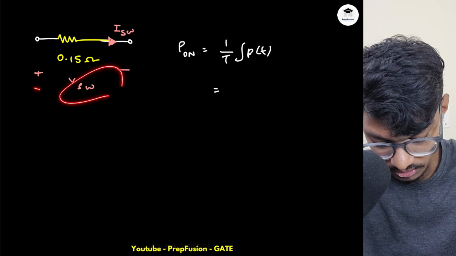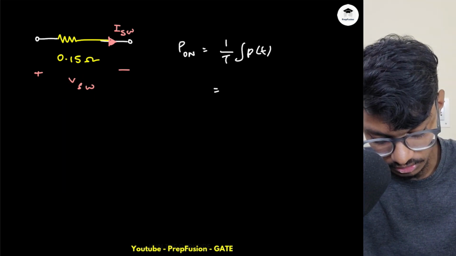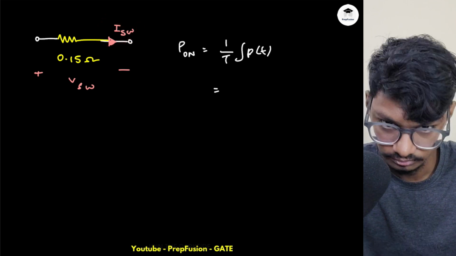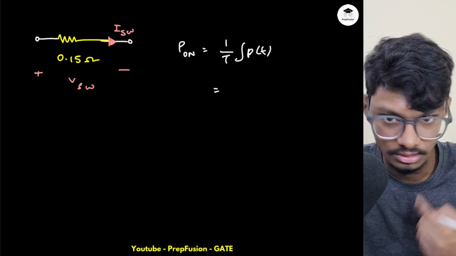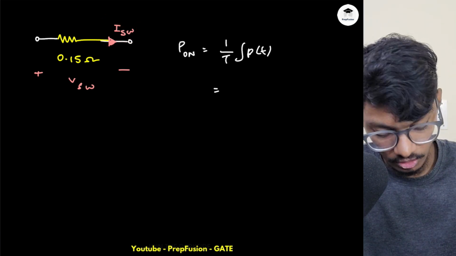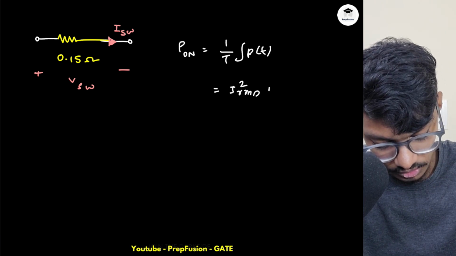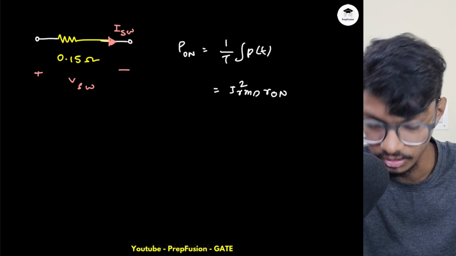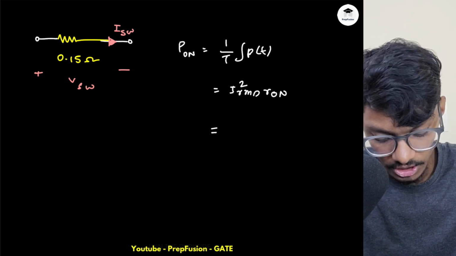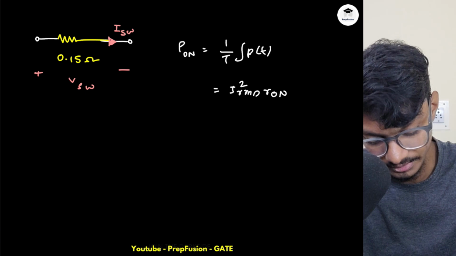Again, v is constant. V is the drop across this, which is I_SW into R_on, and basically it is I_RMS whole square into R_on, which we have already derived. So what is I_RMS? We have to find out I_RMS. How to find out I_RMS?